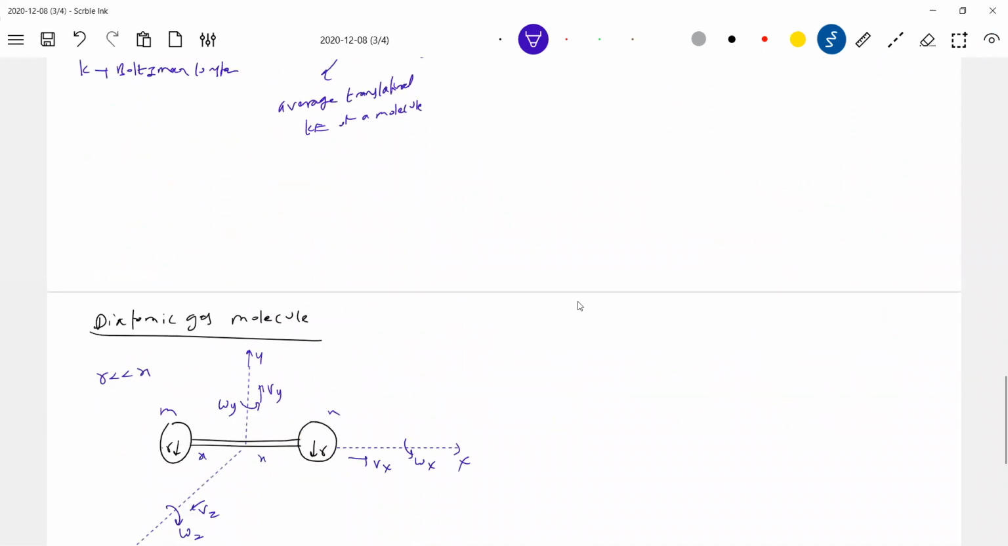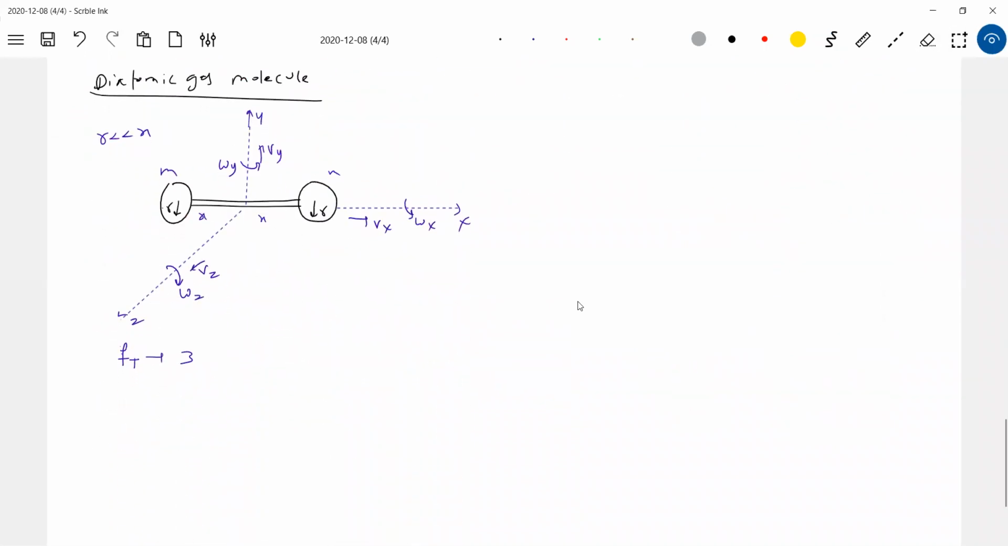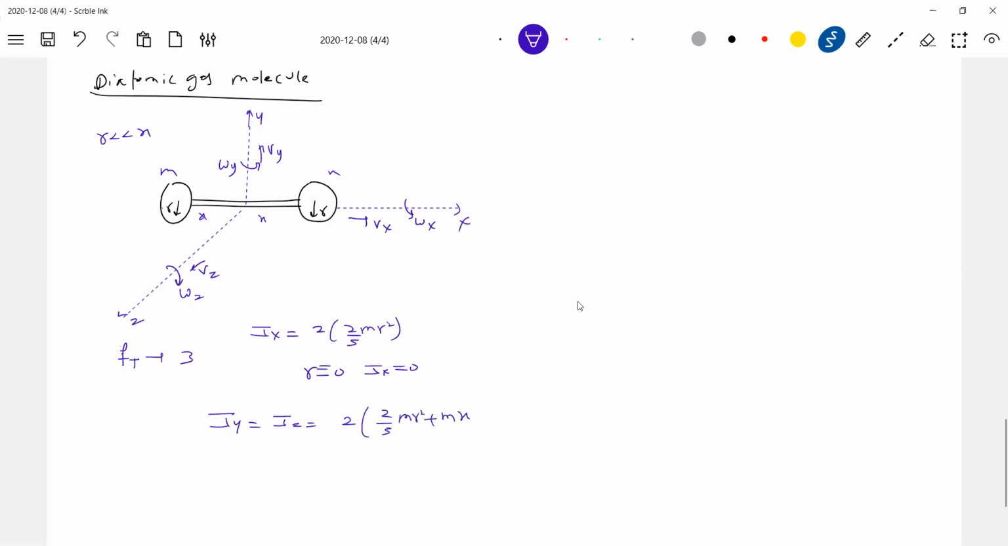Okay, the symbol. Now, it can rotate about x, y, z. But what is the moment of inertia about the x-axis? You can write 2 by 5 mr square, no? R very much negligible, so Ix will be 0. What about the moment of inertia about the y or z axis? What should this be equal to? Parallel axis theorem: 2 by 5 mr square plus m x square. Agree with this?